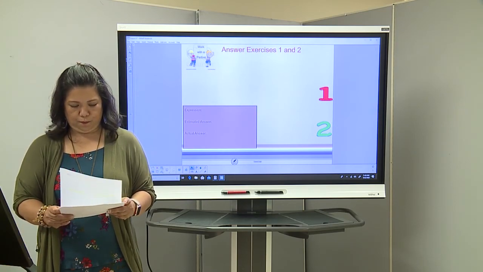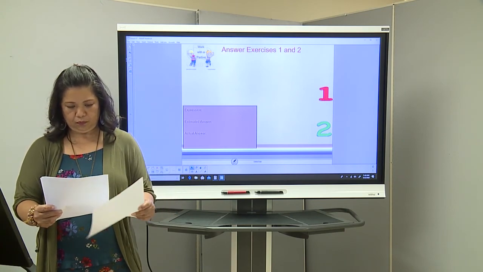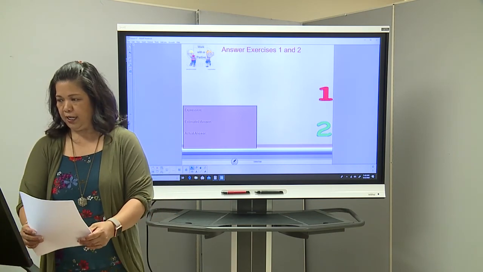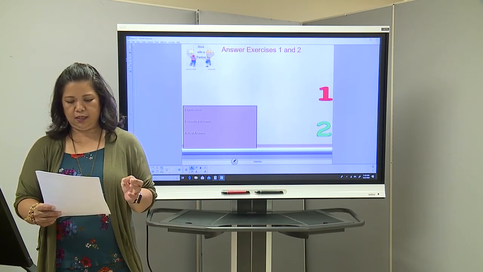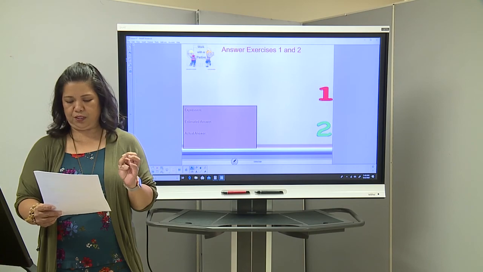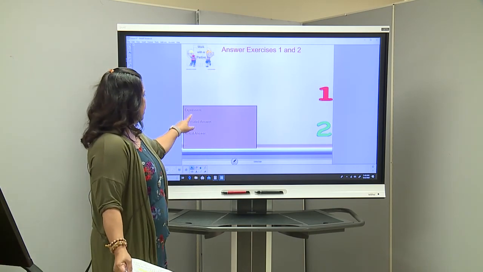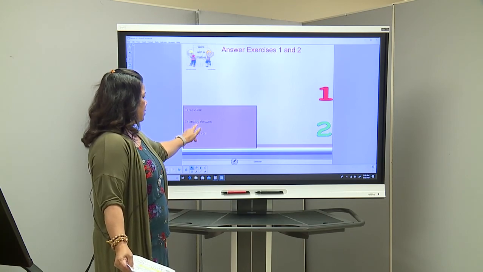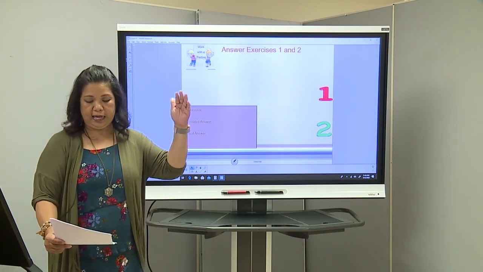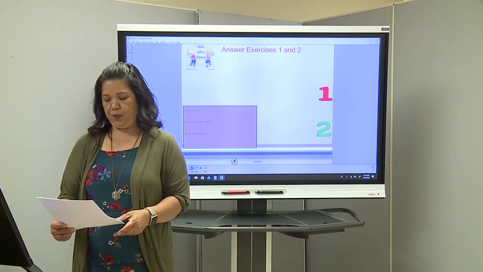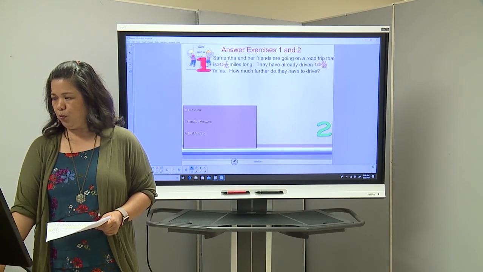Okay? So, on this next page, I want you to work on exercises 1 and 2 by calculating each sum and difference. You are going to write an expression, the estimated answer, and the actual answer in that order. Okay? So beginning with number 1.